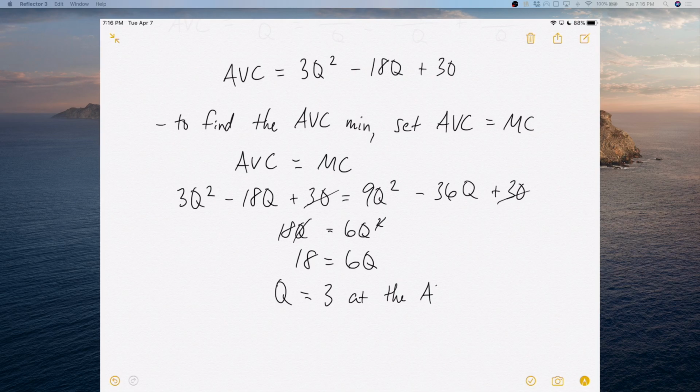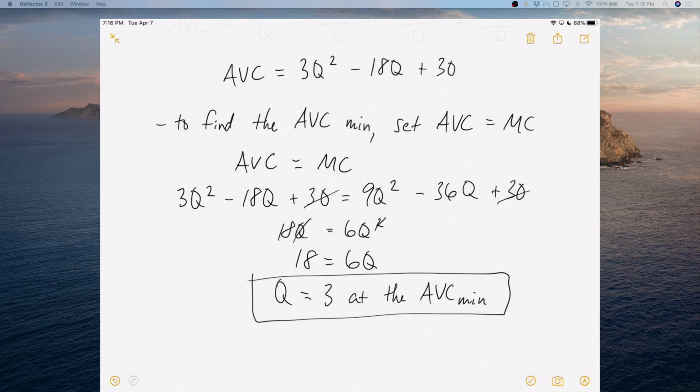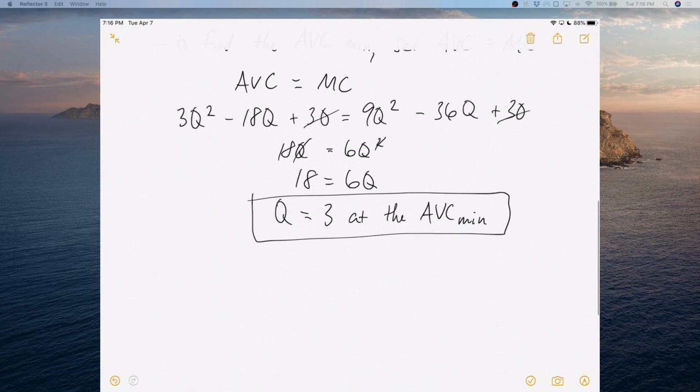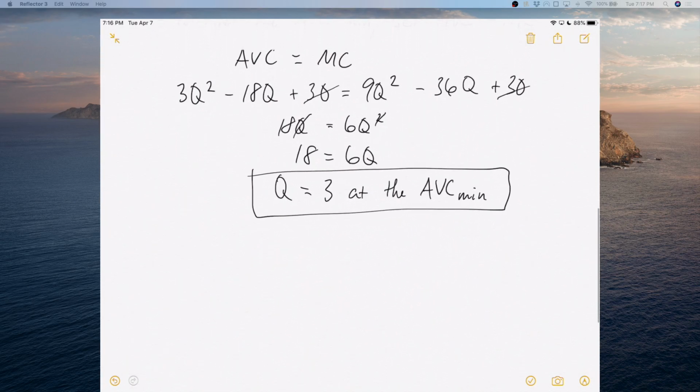We're not quite done yet though. We have one last step. The question's asking at what price do we shut down? At what price does the firm choose to shut down? So we have the quantity, but we still haven't figured out price. How do we figure out price? Well, we can just plug this Q equals 3 back into our average variable cost.